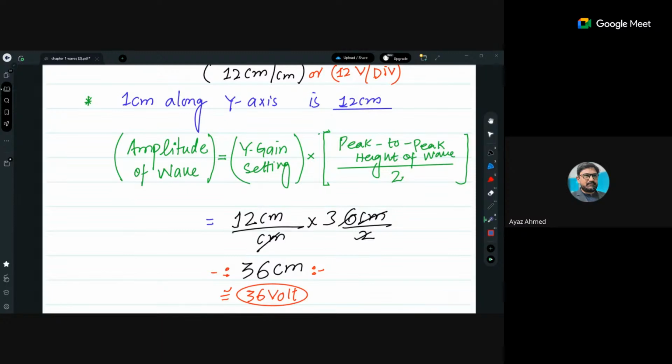So one division is representing 12. So 3 into 12 is equal to 36 volts. This signal is of amplitude 36 volts.